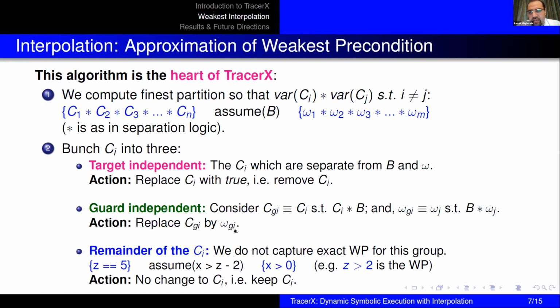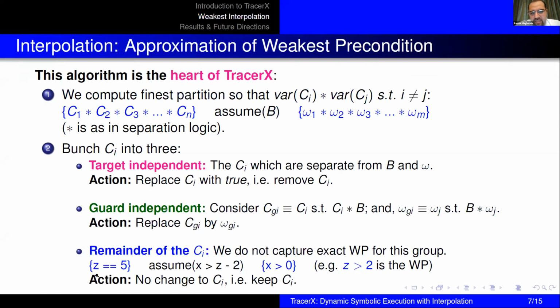The guard independent part of the post condition is taken and put in the place of the guard independent part of the context. Now we are left with the remainder of the CI. We cannot capture the exact WP for this group.